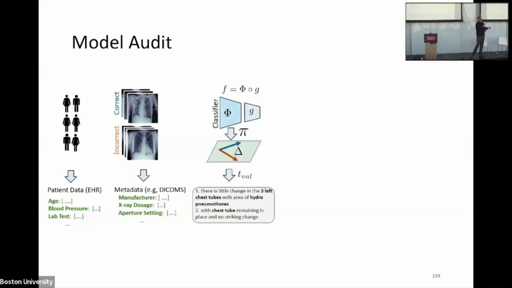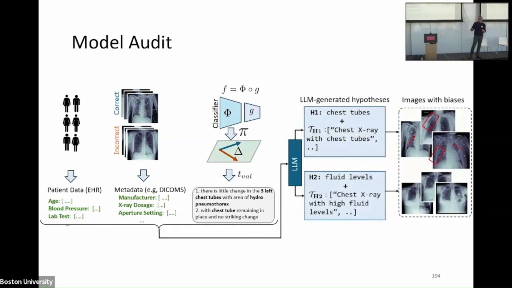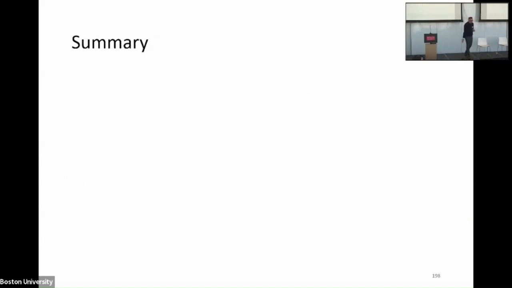And using the model that I just told you, we can convert the internal mechanism of the AI into text again and feed all of it to the large language model. As an example, the large language model comes up with a set of hypotheses. For example, presence of the chest tube may induce bias in the performance of the AI.